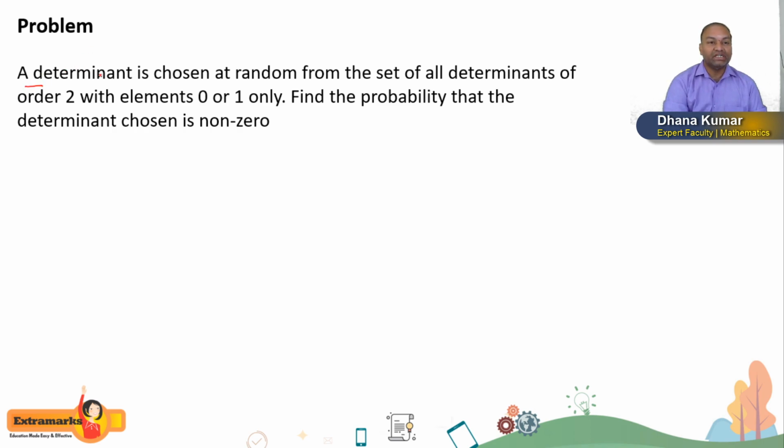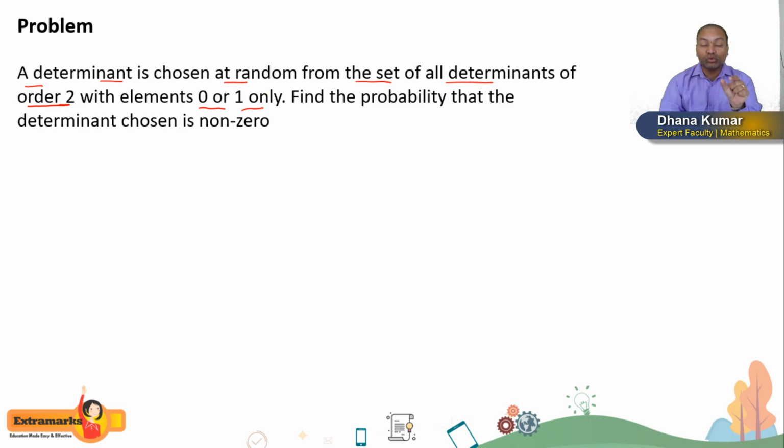A determinant is chosen at random from the set of all determinants of order 2. Determinant of order 2. Of order 2 means what? 2 by 2 determinant. Right? According to determinants concepts, determinant of order n means what? N by n square matrix determinant. So here order 2 means what? 2 by 2. Fine. With elements 0 or 1 only.